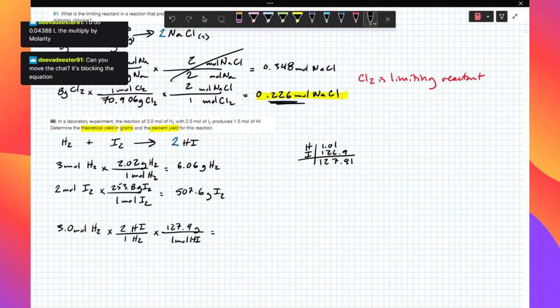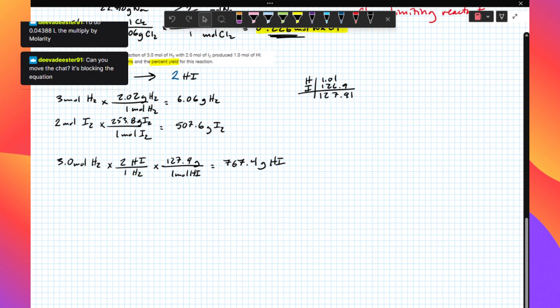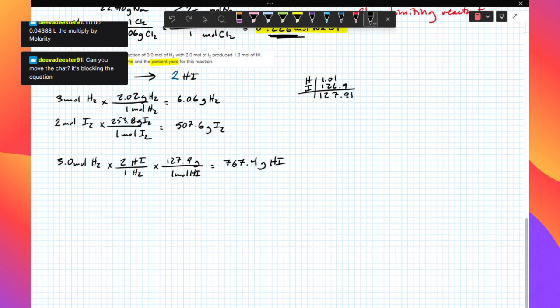So let's run that. 3 moles times 2 divided by 1 times 127.9 gives us 767.4 grams of hydrogen iodide. We're not done. We have to figure out which of these reactants is the limiting reactant.